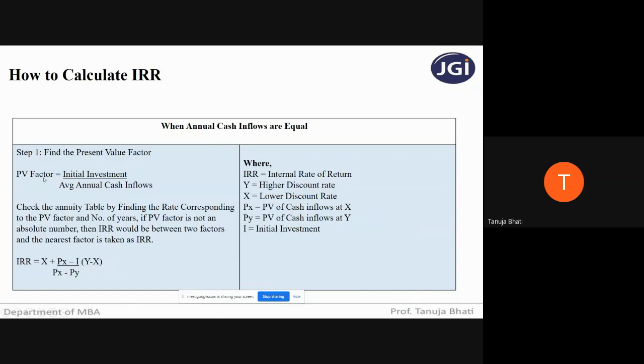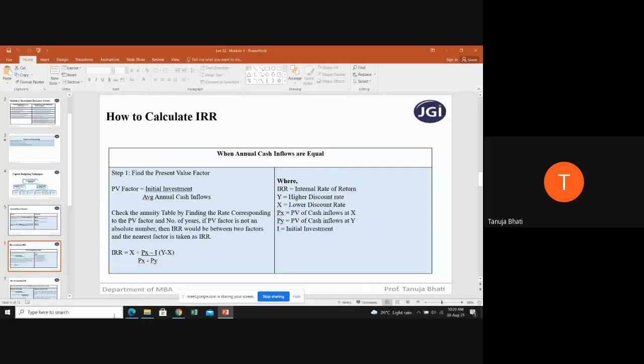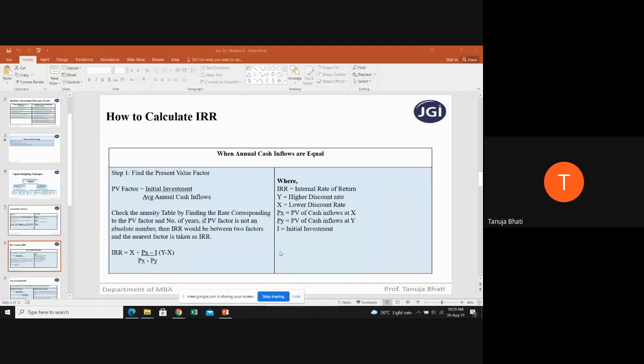Now, this PV factor, what you all will be getting, is this PV factor. This is called PV factor, right? So you will be getting one PV factor. The number of years will be given in the problem. Corresponding to the number of years and the PV factor, what is the rate? That will be the internal rate of return.